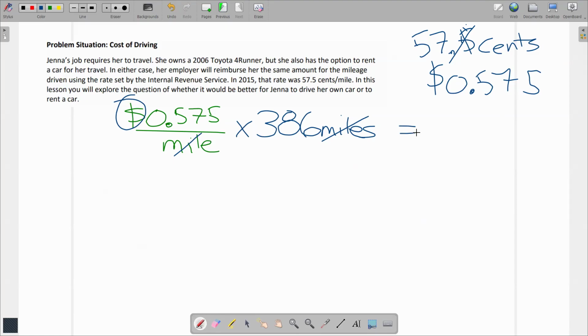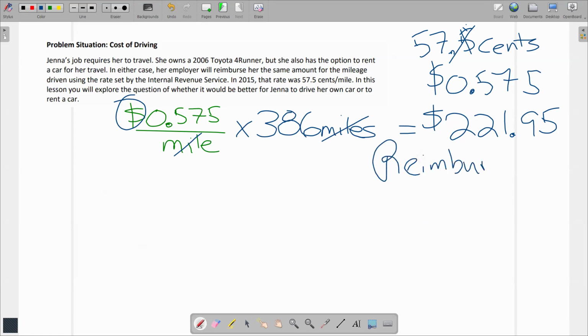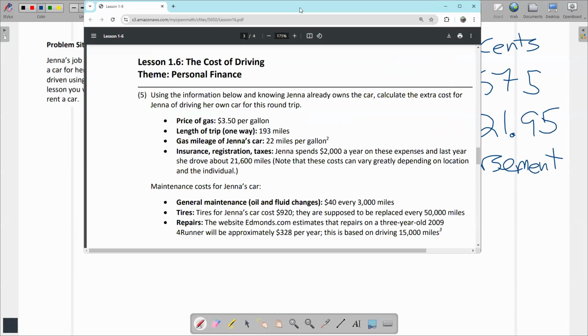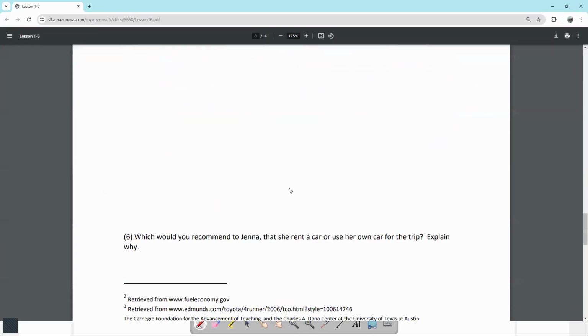All right, so what was that? That was 221.95. But she's going to get reimbursed. Okay, where are we on the lesson? Back here. All right, so we answered question 5.